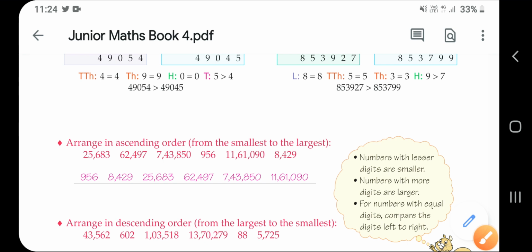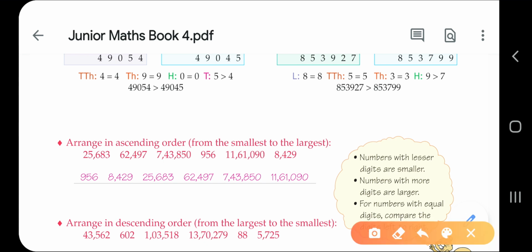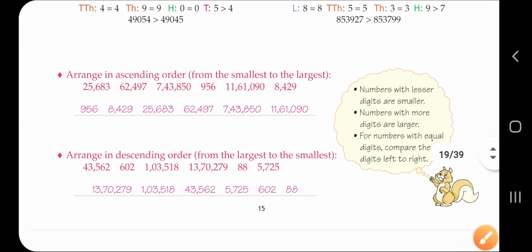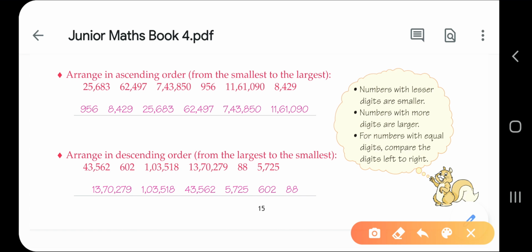Okay, again the second statement is: the numbers with more digits are larger. Again the same method, the same thing I have explained to you previously, that if there is a 4-digit number and there is only a 3-digit number, then obviously the 4-digit number will be greater and larger. Okay, and the third statement is: for numbers with equal digits, compare the digits left to right.